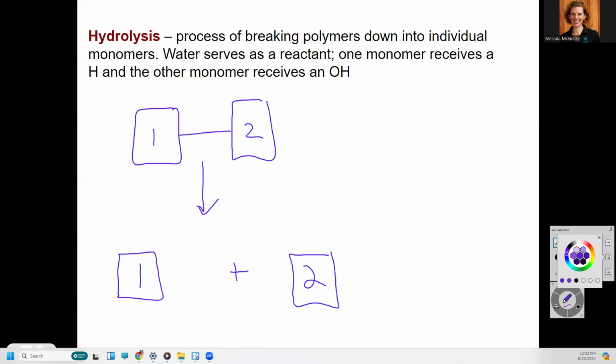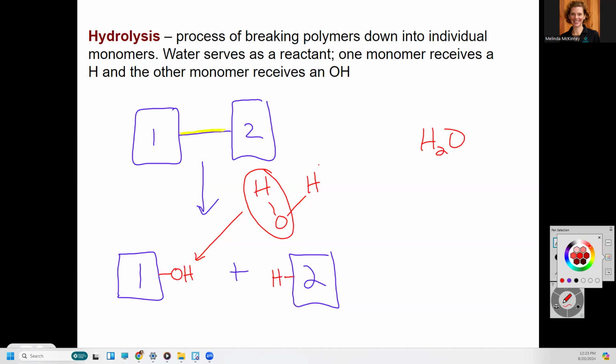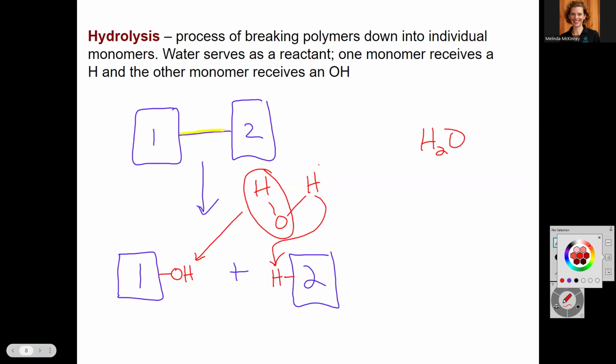And as this bond here is broken, we're going to be adding in a water molecule. We've got a water molecule over here, H2O. Again, water is H2O, that's 2 hydrogen and 1 oxygen. So on one monomer, we're going to have part of the water molecule join, the hydroxyl group. And then over here, we will have the remaining hydrogen join. So again, this is hydrolysis. And that is the end of this key concept.